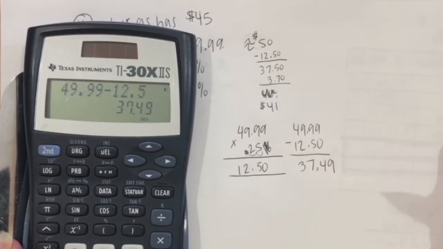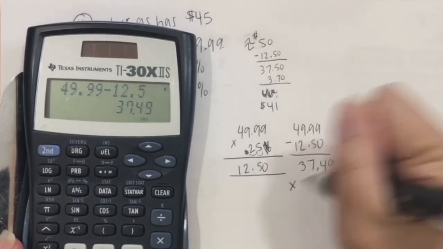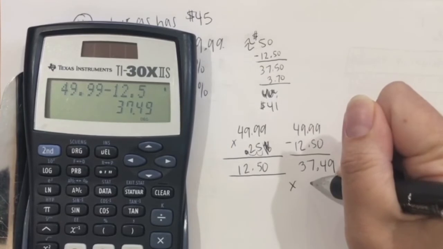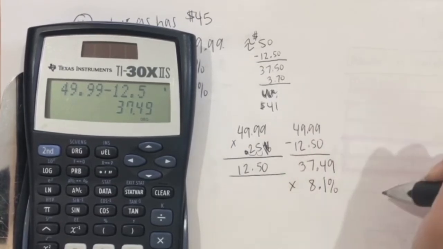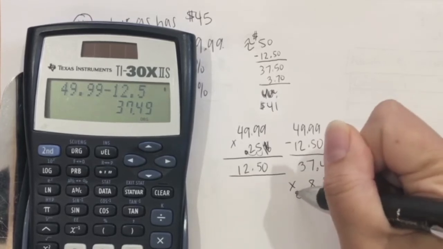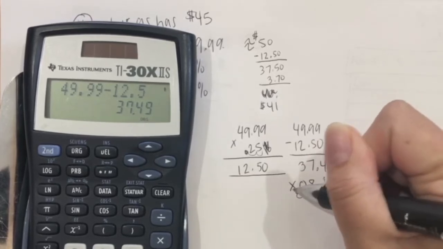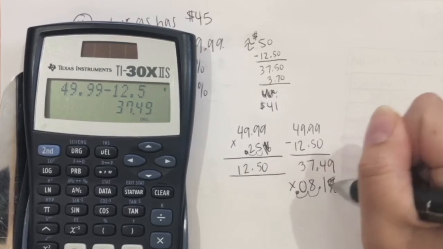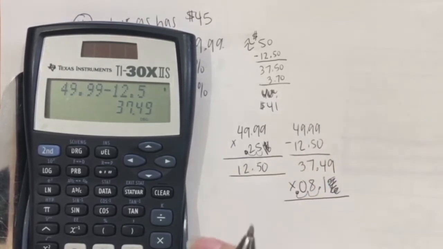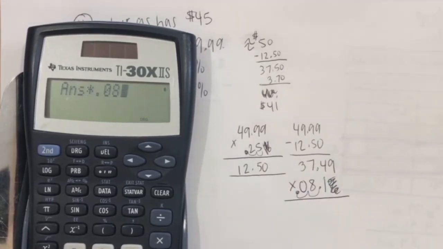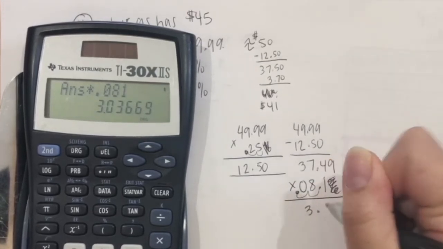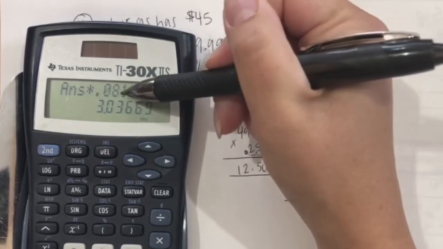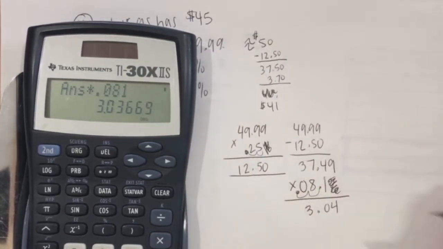$37.49. And then we need to multiply that by the tax, which is 8.1%. Move the decimal twice: 0.081. 37.49 times 0.081 equals $3, and that 6 will make the 3 round up, so $3.04.